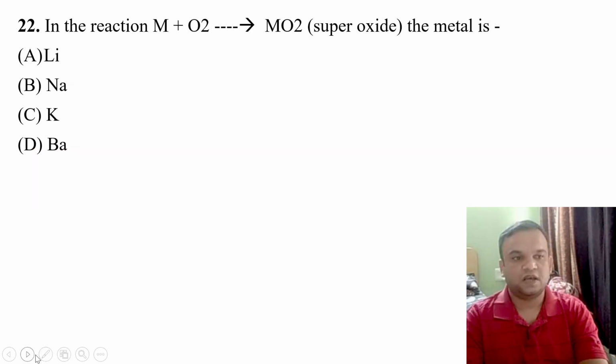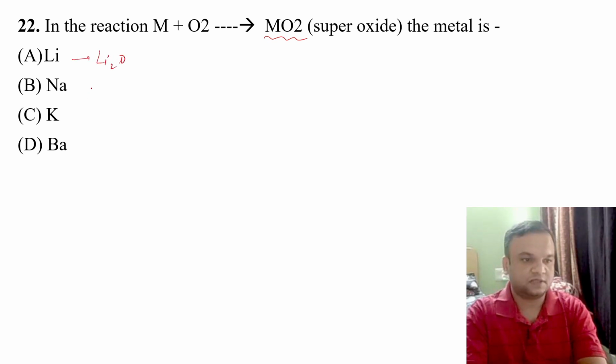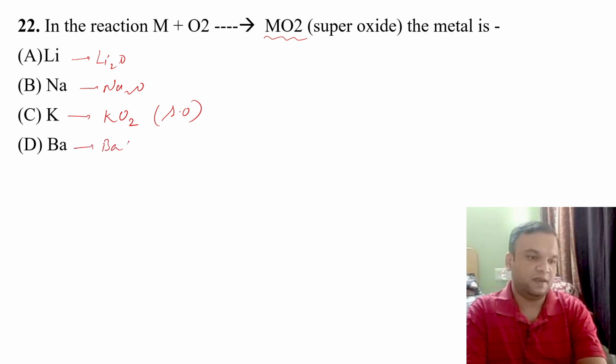Next question says, in a reaction M plus O2, MO2 is formed, means an oxide is formed and it is also called as superoxide. So lithium forms simple Li2O, lithium oxide. Sodium also forms Na2O. Potassium forms KO2. It is a superoxide. Barium also forms BaO. That is why option C will be the answer. That is, potassium is the answer.